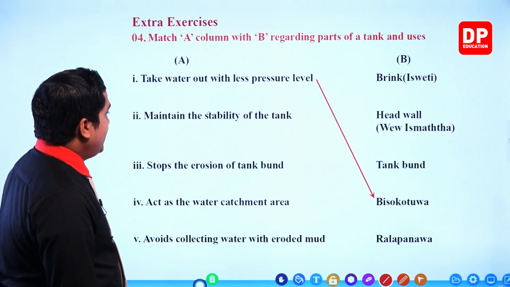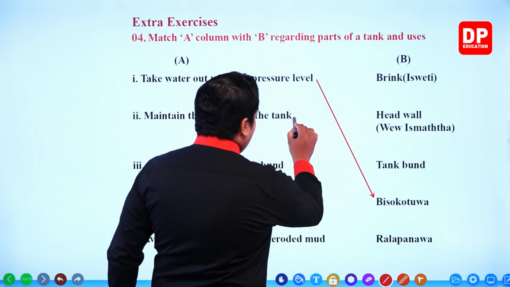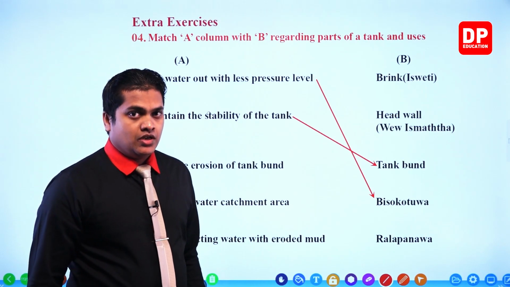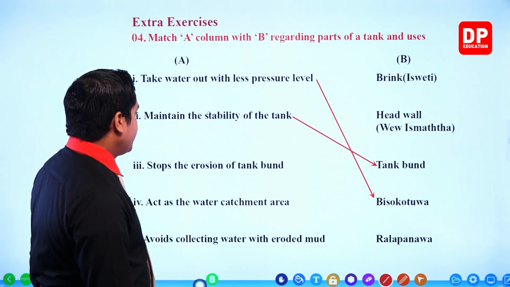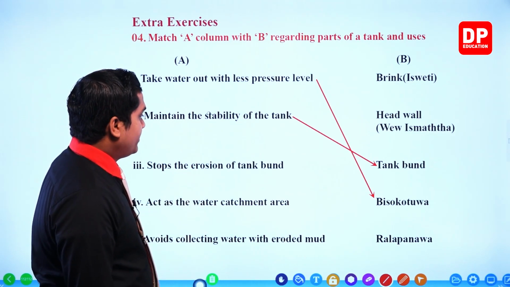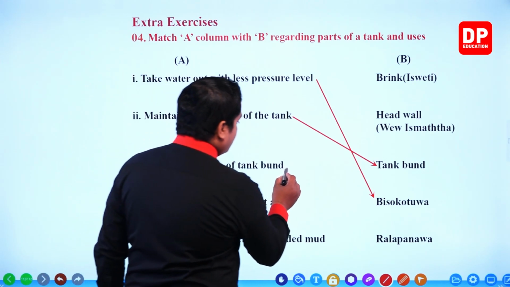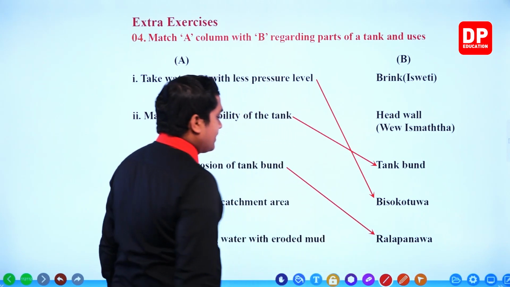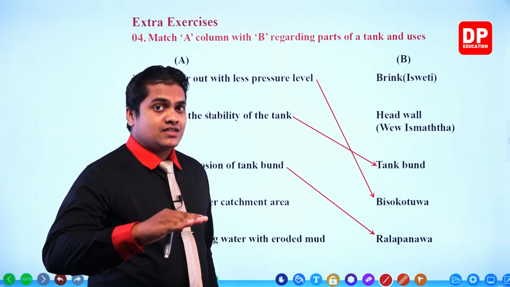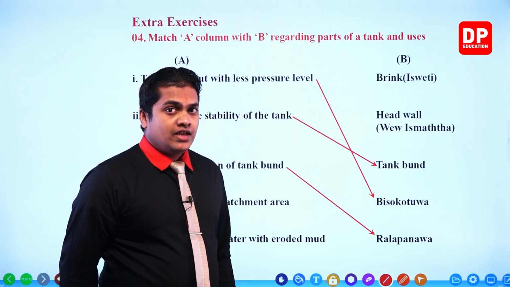Next one. Maintain the stability of the tank. So this is very simple, my dear children. To maintain the stability of the tank, the bund is the one which is used. Okay. Next one. Stops the erosion of the tank bund. So Ralapanawa is the structure which is made to stop the erosion of the tank bund. It's like a staircase-like structure. So water will come and hit on it so that the soil is not getting eroded.